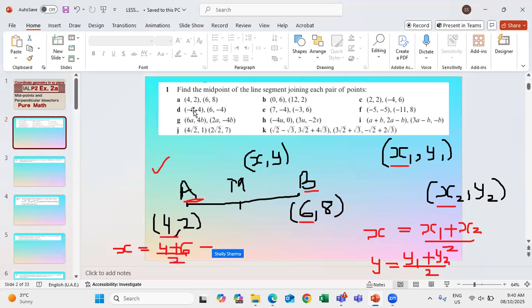If I apply the same rule here, the x value will be 4 plus 6 divided by 2, which is 10 by 2, equal to 5. And the y value will be 2 plus 8 divided by 2, which is again 10 by 2, 5. So the midpoint coordinates are (5, 5). Always remember, you have to give your final answer in the form asked in the question. Here we have been asked to find the midpoint, so the final answer is: the midpoint of the line segment joining (4, 2) and (6, 8) is (5, 5).